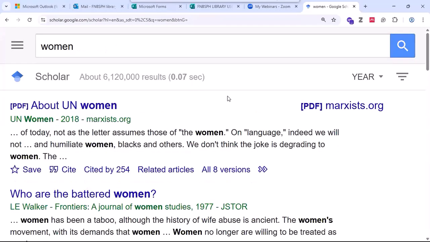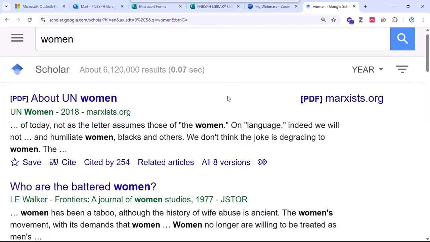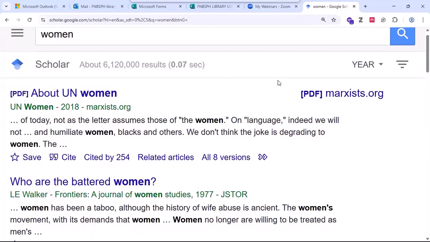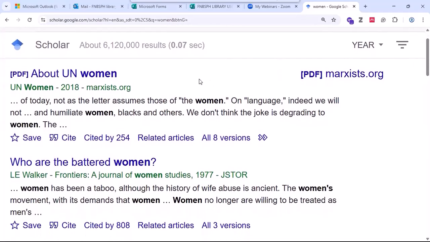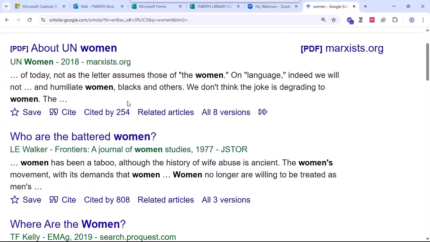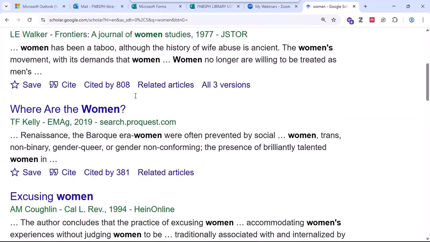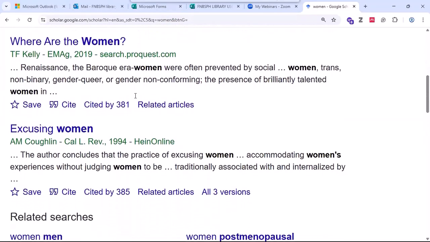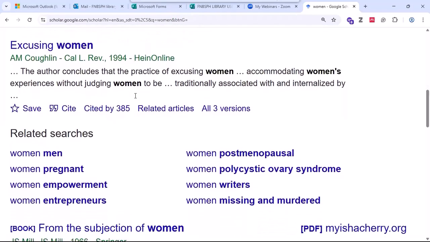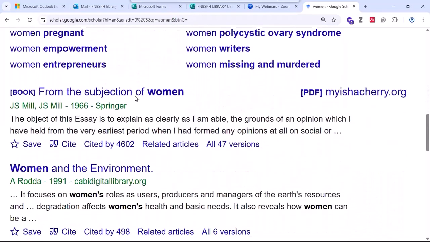Very good. Now, when we search the concept of women, how many results have you got? Six million 120,000. You see, that's the concept of women. Now, what I want you to begin to explore is to check whether women is in each of the titles and abstracts of the results you have seen. First result, about you and women. Second result, who are the battered women? The women is occurring, right? Women throughout. Can you see it?